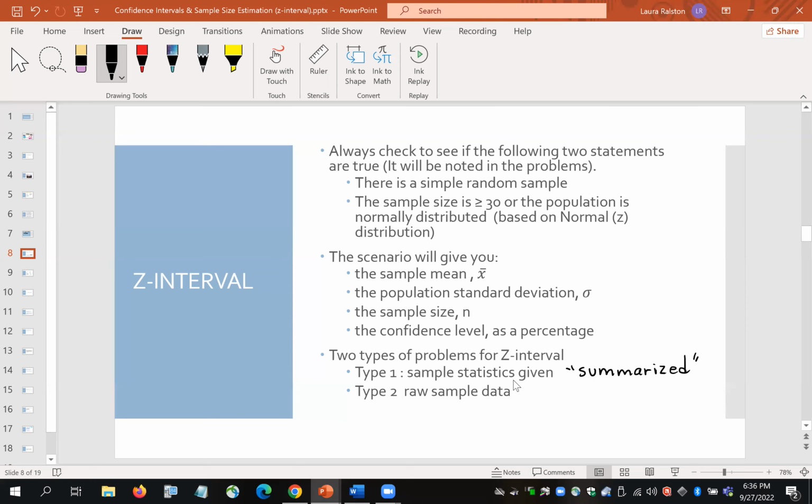We can also be given the raw data. If I'm given the raw data, I basically get the sample size and the confidence level. And here you'll also be given the population standard deviation. But if I needed it, I could calculate the sample mean from the raw data. But again, Minitab is going to do that for us behind the scenes.